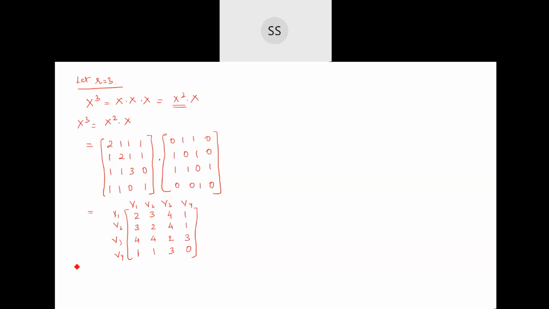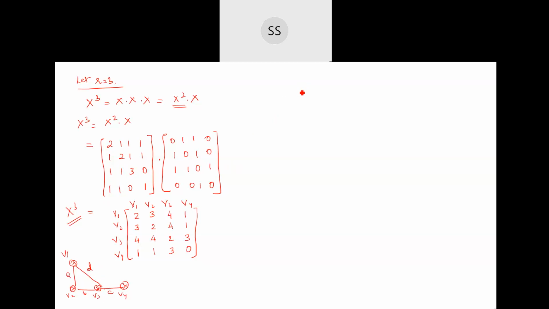For reference I'll simply draw my graph also which I had. I named it as V1, V2, V3 and V4. I think this was A, B, C and D. Okay, so we have the graph also. This is said to be what? This is actually your x raised to 3. That is what you remember.